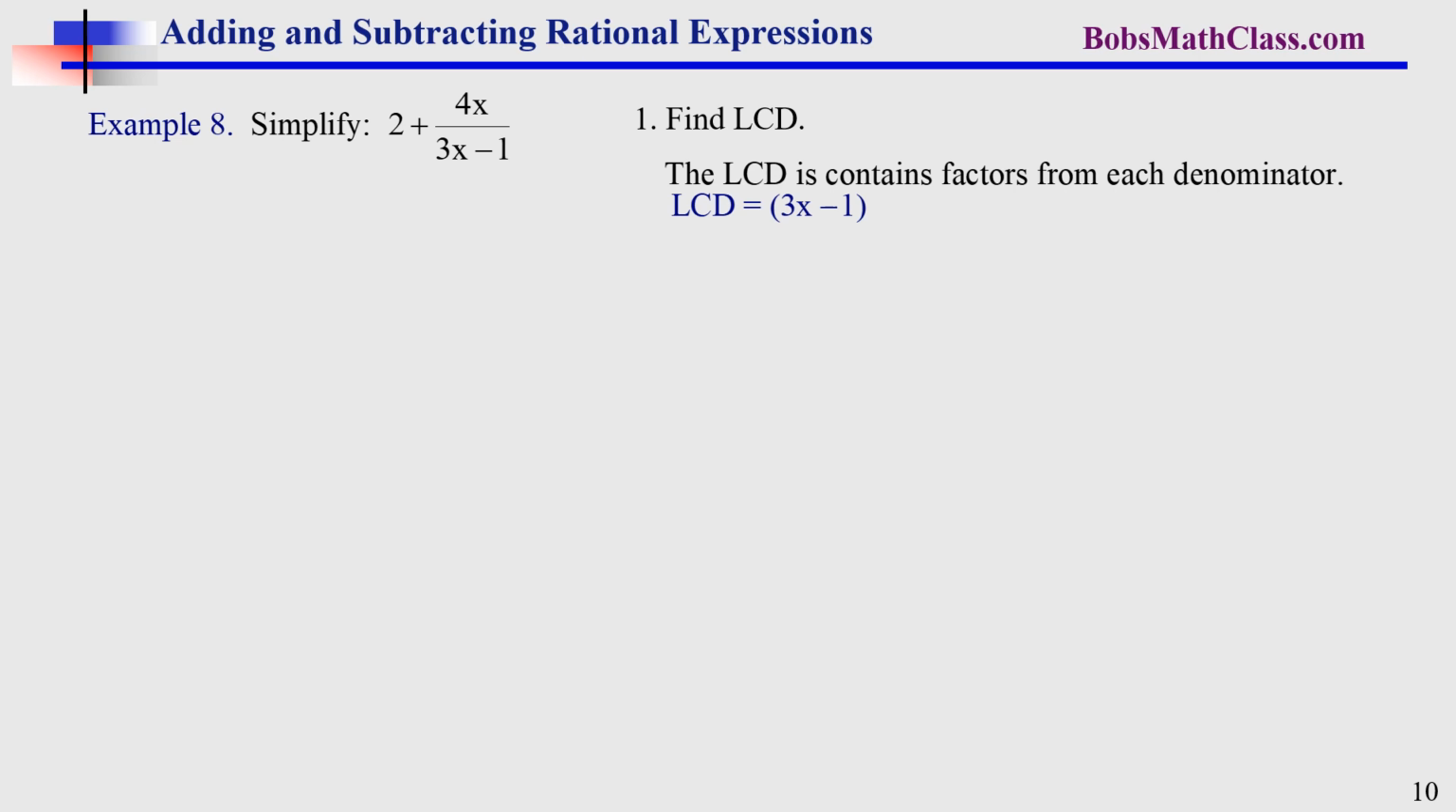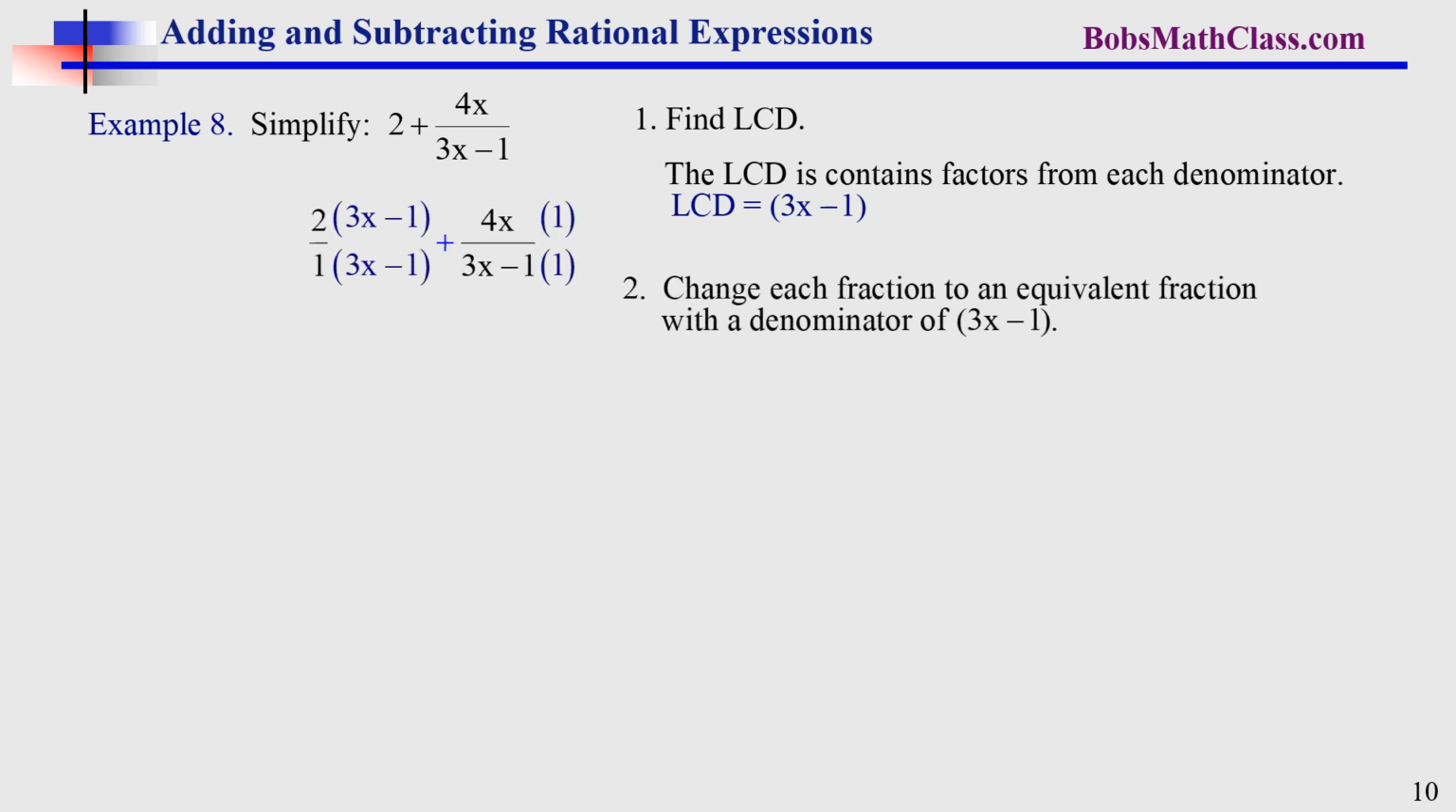So the first fraction is going to need the 3x minus 1. And whatever you do to the bottom, you have to do to the top. The second fraction is not going to need anything. So on the first fraction, 3x minus 1 on top, 3x minus 1 on the bottom. On the second fraction, you could put a 1 if you want. You don't have to put anything. I just put a 1 to show that's our 1, which gives you the same thing.